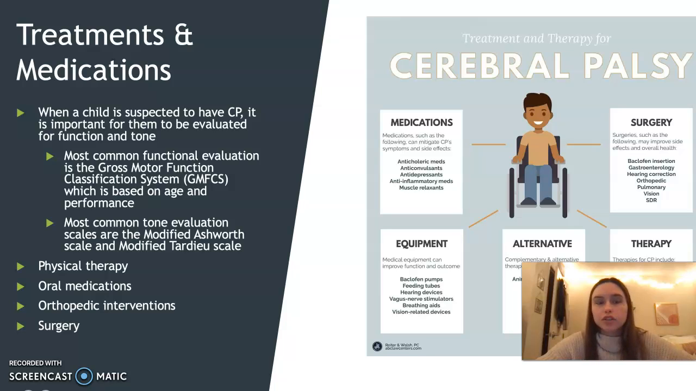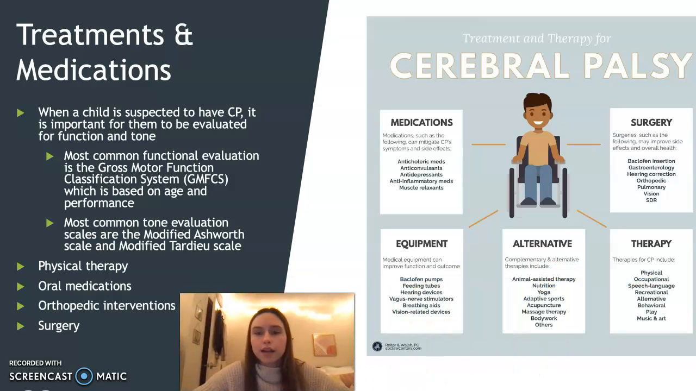So next we'll discuss treatments and medications. When a child is suspected to have cerebral palsy, it is important for them to be evaluated for function and tone. The most common functional evaluation is called the Gross Motor Function Classification System, also known as GMFCS, which is based on age and performance. The most common tone evaluation scales are the Modified Ashworth Scale and Modified Tardieu Scale. Other treatments include physical therapy, oral medications, orthopedic interventions, and sometimes surgery.